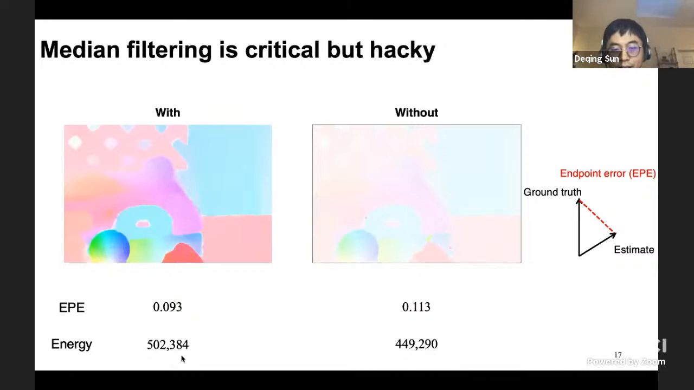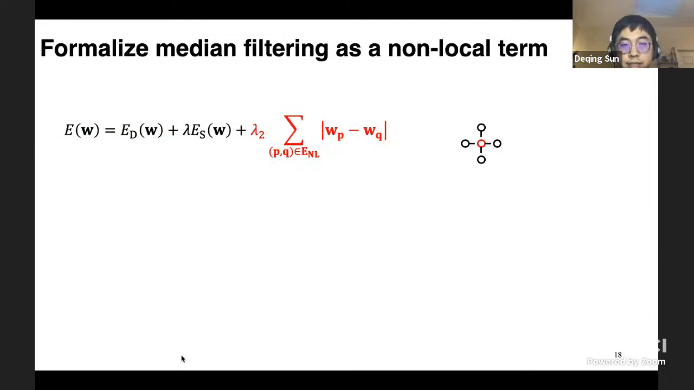And so it means when we do the median filtering step, we are not exactly minimizing the original objective function we want to minimize. But what energy function is being minimized? Using some mathematical results by some mathematicians, the connection between L1 minimization and median filtering, we found we can formalize the median filtering step as a new term. We call it non-local term.